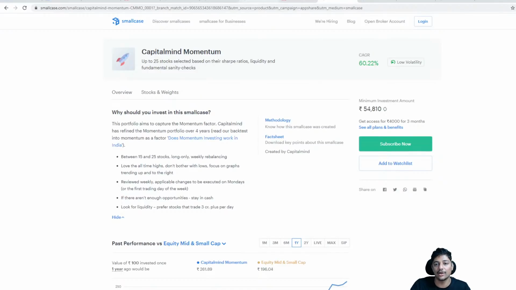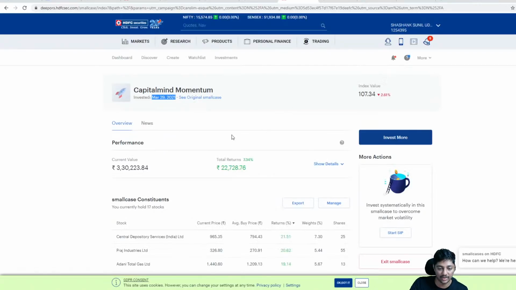Game over. Now, if you look at what I have done myself, I have been investing in CapitalMind since March 29th. I have invested 3,30,000 in the last 2 months, only in this. I have got 7% returns, correct? I've made 22,000 already. Cut the 12,000, and I have actually made 10,000 rupees in pure profit. Which is basically 3.5% in absolute returns.